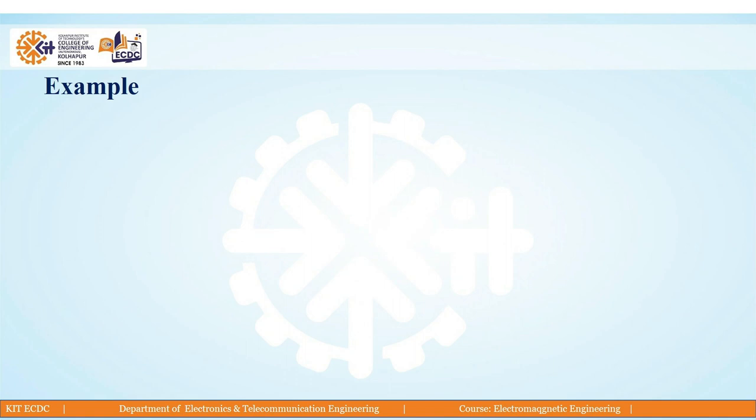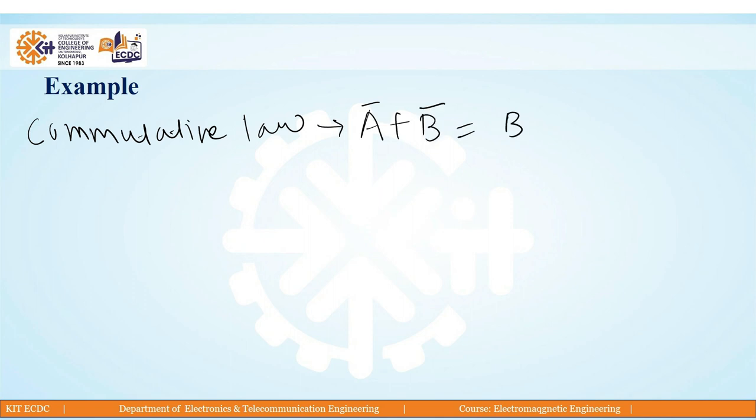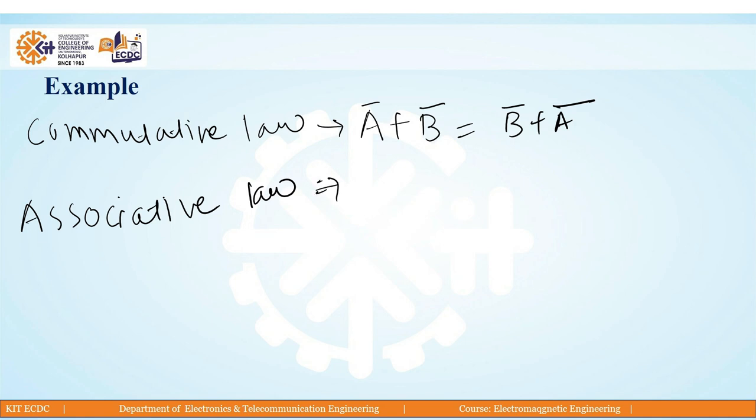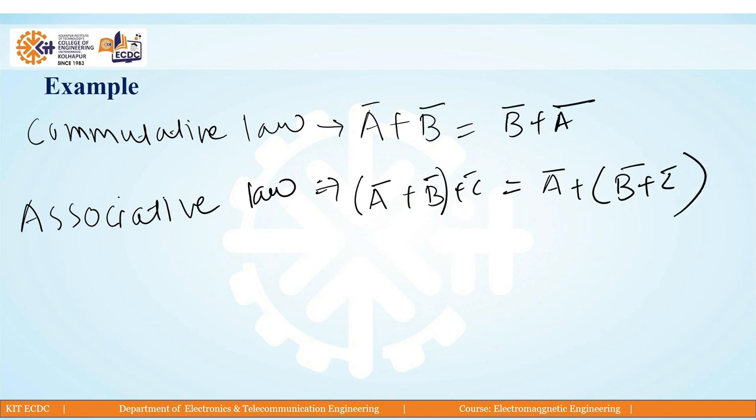So this vector addition follows two laws, the commutative law as well as the associative law. We have two vectors, vector A and vector B. As per the commutative law, A bar plus B bar is equal to B bar plus A bar. And for the associative law, here we have three vectors, vector A, vector B and vector C. We want to add these. As per this law, A bar plus B bar plus C bar is equal to A bar plus B bar plus C bar.